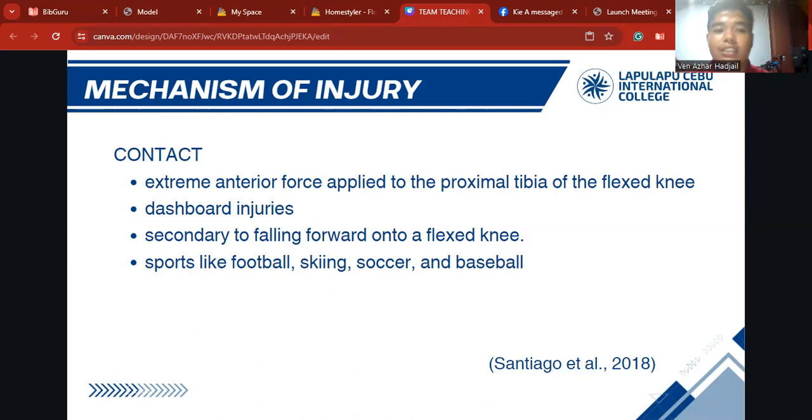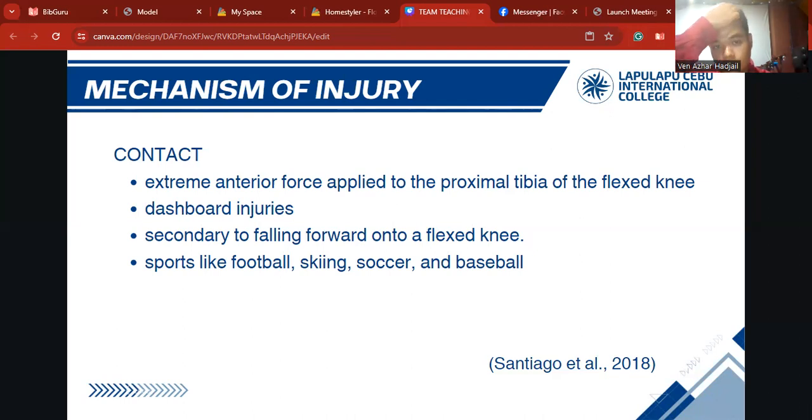Then the next is the dashboard injury, wherein when you are riding a car and the car suddenly stops, your knee hits the dashboard or the front of the car. That's counted as a dashboard injury. Next, we have the injury secondary to falling on a forward flexed knee. It is similar to the first one. When the knee is flexed, there is a high probability of PCL instability.